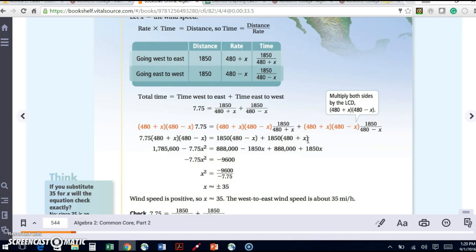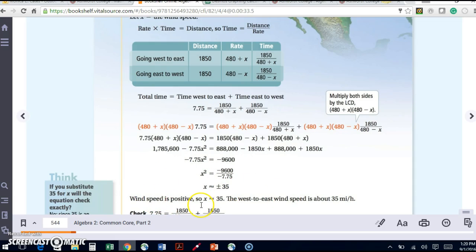So a lot to work out, but they did it for us. When we multiply everything out, this is what we get. I won't read it all out to you. I can see that my x's cancel out. So let's get my x squared on one side and everything else on the other. When I divide by 7.75, we take the square root and we get plus or minus 35.